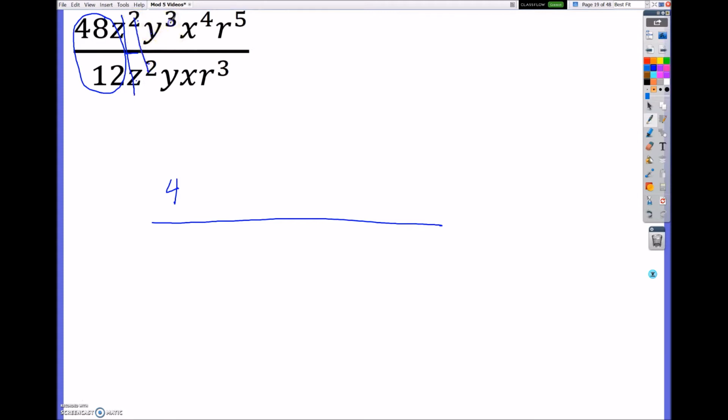Now I have y to the third divided by y to the first. I have more y's on top, and when I subtract those, I'm going to have y to the second power. Similar, I have x to the fourth divided by x to the first. I'm going to subtract those exponents to get x to the third. And then finally, I have r to the fifth divided by r to the third. I'm also going to subtract those to get r to the second power. So I actually don't have a denominator with any variables in there.